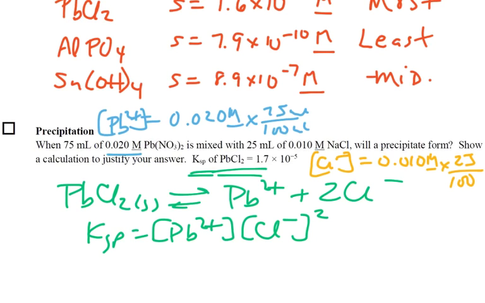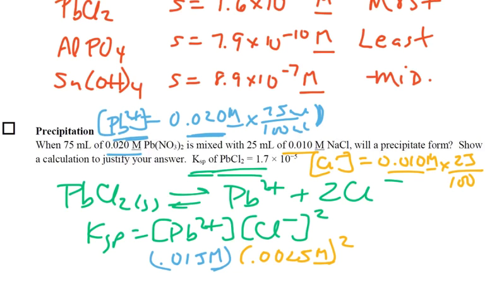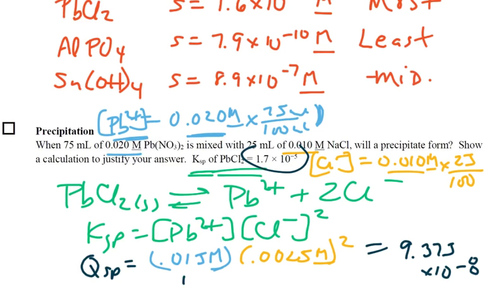So doing these calculations quickly, my lead ion I start with 0.02 molar, but I take into account the fact that I'm mixing two solutions, so 75 over a total of 100, so my lead concentration is going to be 0.015 molar. In the same way with my chloride concentration, I have 0.01 molar, but I have 25 milliliters out of a total of 100 milliliters. So the number I'm going to use here is 0.0025 molar, and that's going to be squared. So when I do my calculation, I get 9.4 times 10 to the negative 8, which is much smaller than my KSP of 1.7 times 10 to the minus 5. So there's going to be no precipitate.